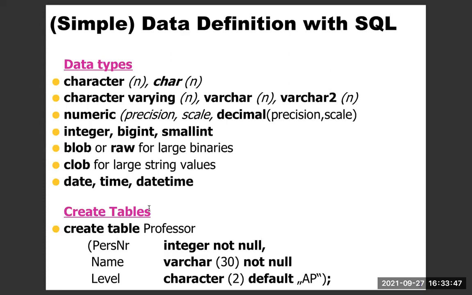Anyway, create table is just a simple statement. Create table, name of the table, then round brackets, field name, data type, then additional details like not null, meaning this field must not be null, or a default value, or a check condition, or foreign key, or primary key, some additional things or options.